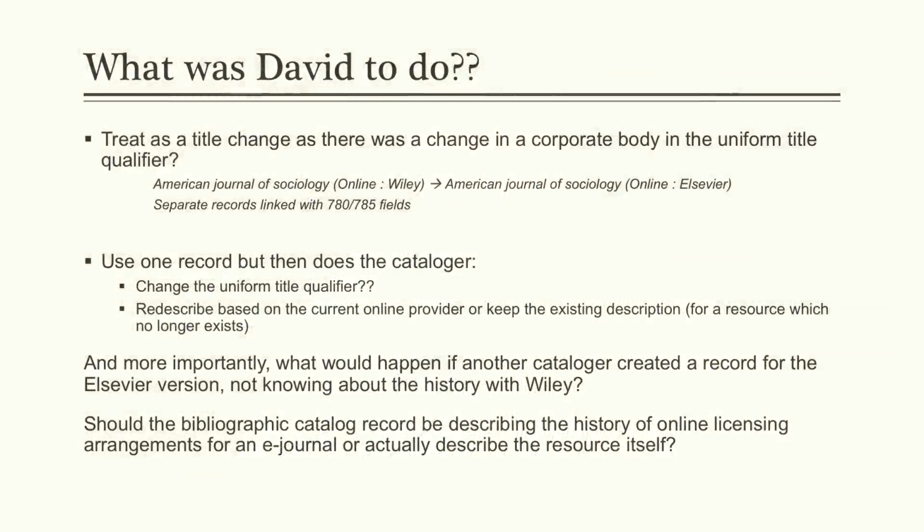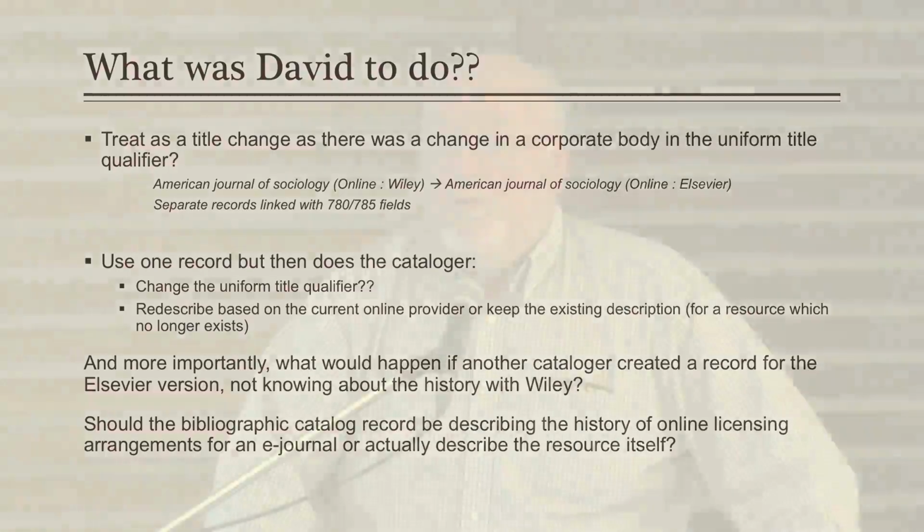At the point that these titles go over to Science Direct, is he supposed to treat it as a title change because there was a change in the corporate body qualifier? That the corporate body qualifier would be going from Wiley to Elsevier? So is that a major change under the old rules, and actually under the new rule, under current RDA practice as well.